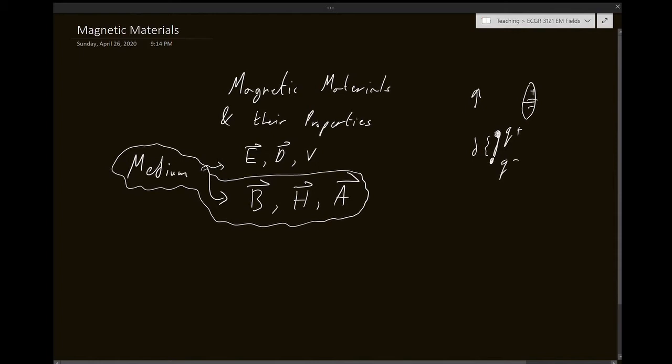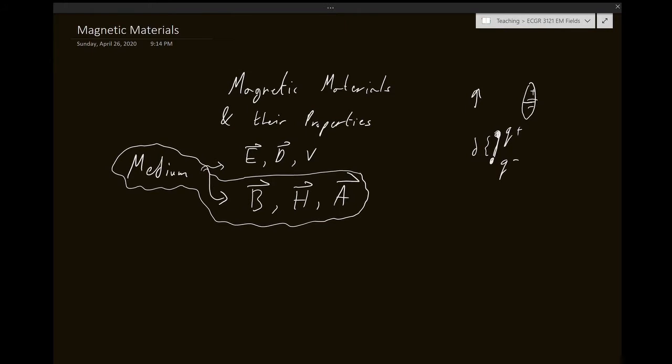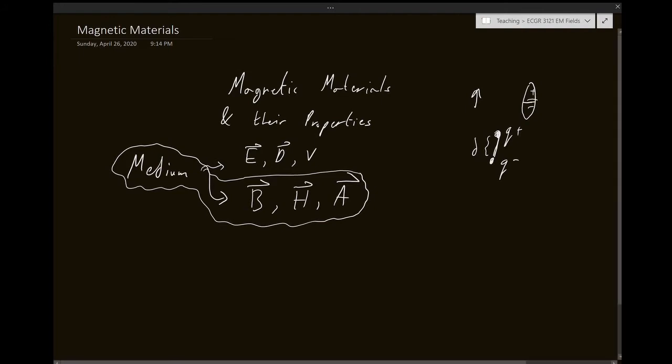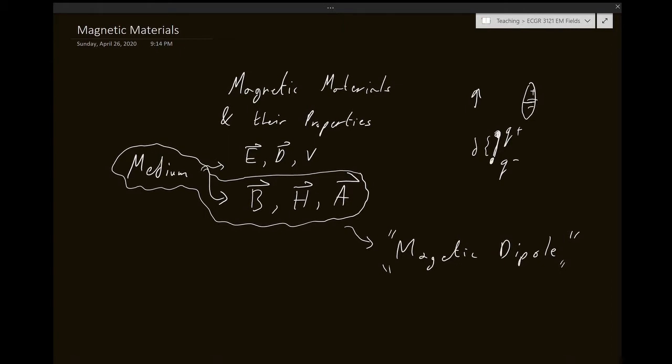So in the same manner where the electrical dipole was the tool that we utilized to model the medium or the material and how it reacts to electrical fields, the magnetic dipole, something called the magnetic dipole, is the tool that we will use to describe magnetic fields, to model magnetic mediums. Okay, so that should be step one.